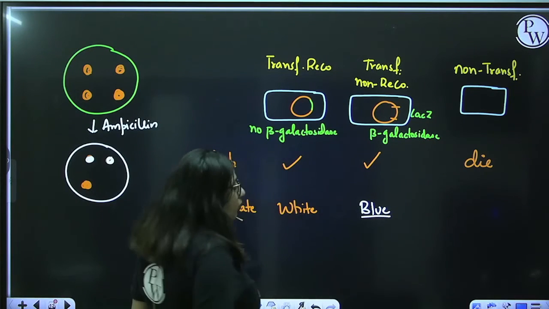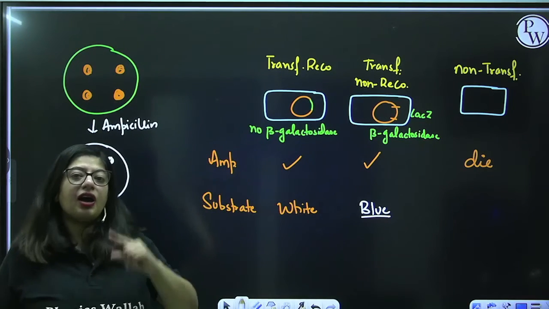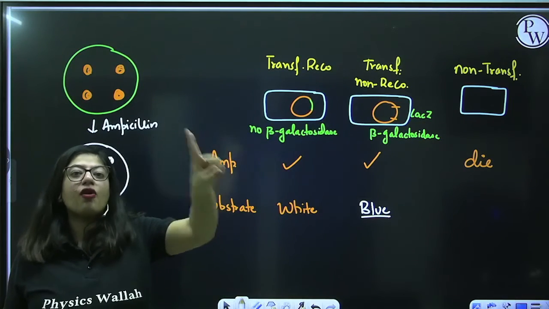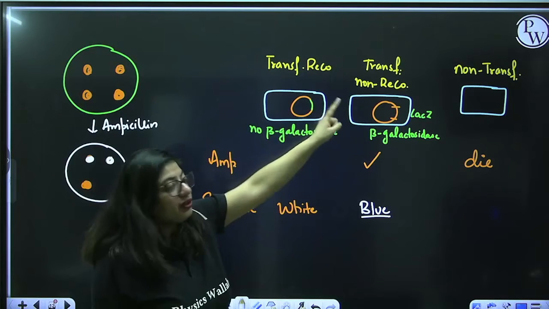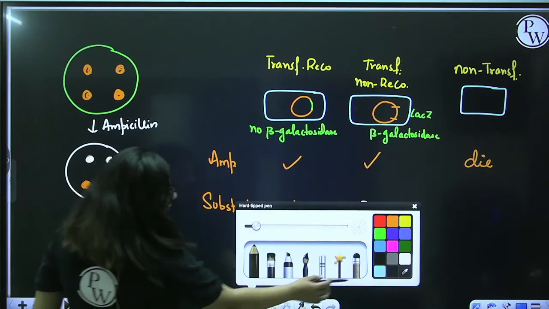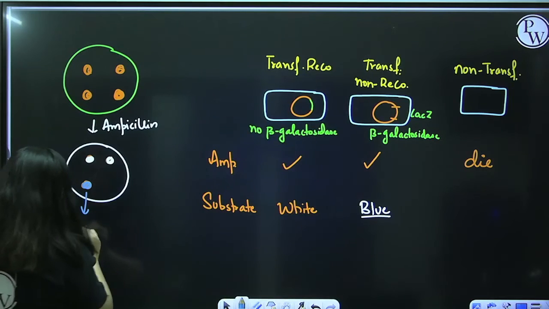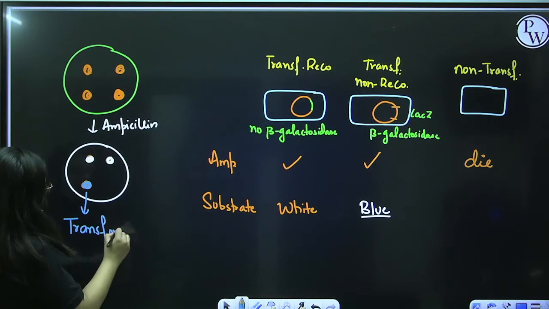So when blue color colonies are produced, they are those colonies which do not have the foreign DNA in them. They are transformant non-recombinant. So imagine this colony is blue in color, this one. So this one is transformant, non-recombinant.